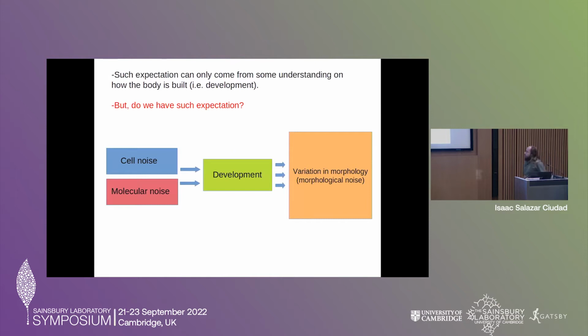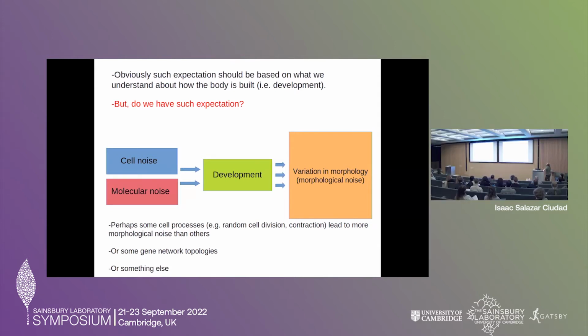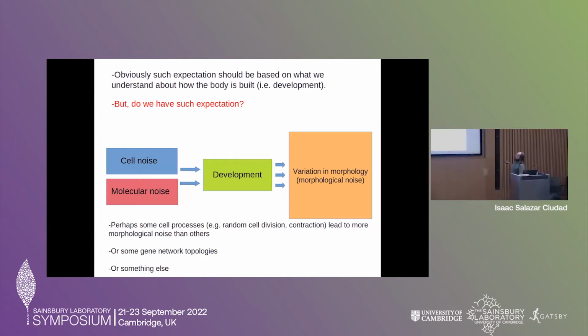The question is, essentially, we have this cell noise and molecular noise. Sorry about that. They affect development. By affecting development, they might affect variation in morphology, so essentially some morphological noise. In order to understand that, we have to have some theory about how development works, at least in some general properties. And then maybe we find that some cell processes or some gene network topologies, or something else, have an effect on how this noise leads to this kind of noise over here.